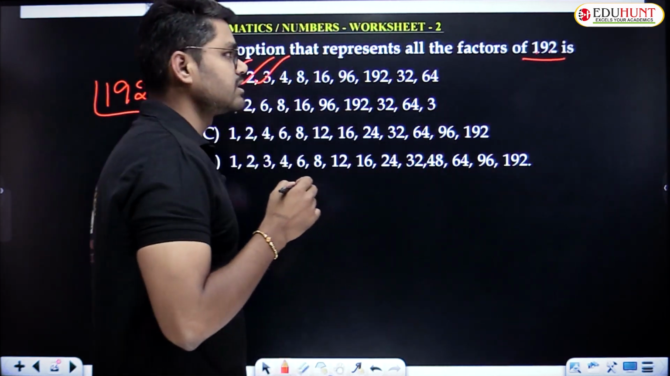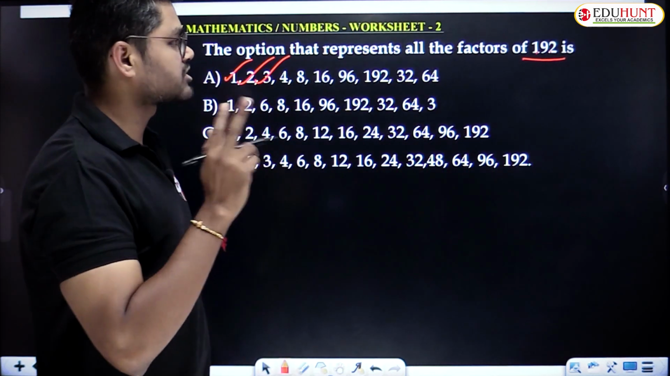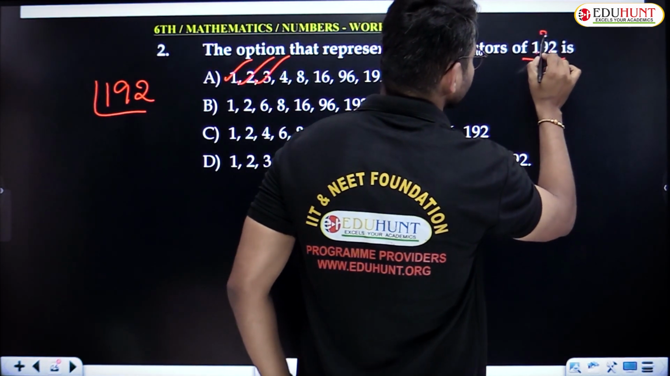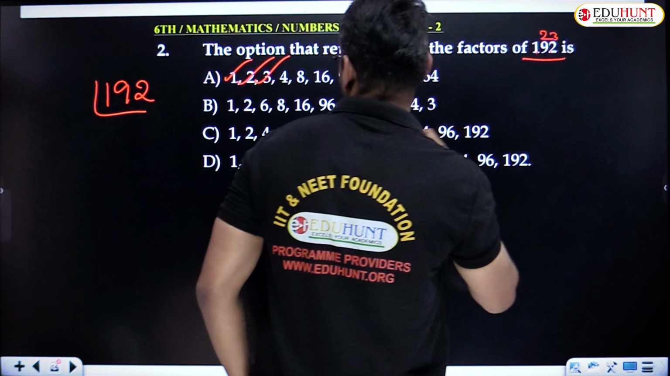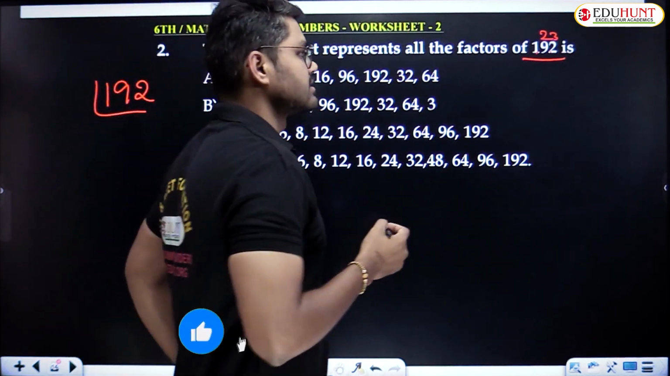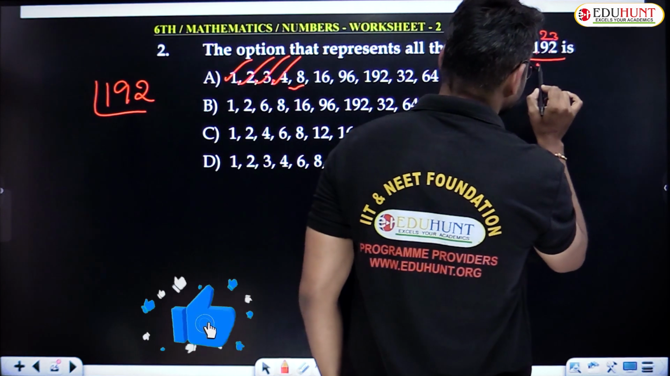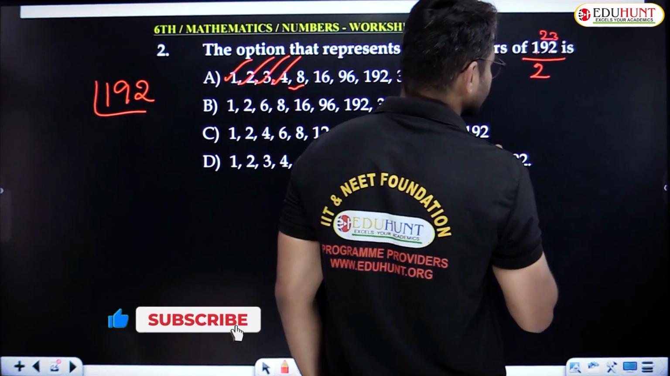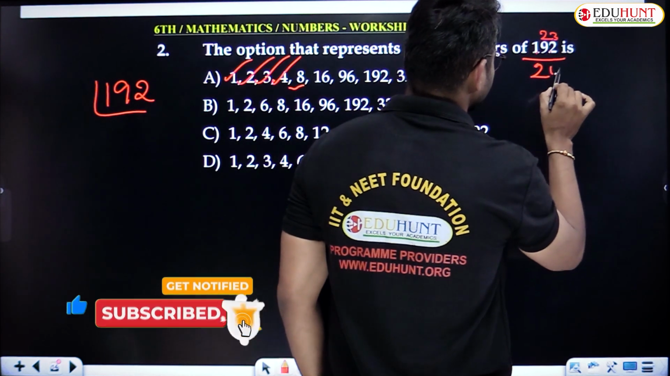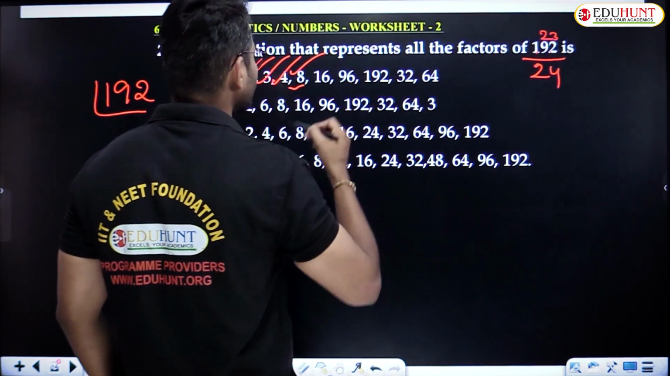4 table. What is the divisibility rule of 4? Last 2 digits should be divisible by 4. That means 4 2s are 8, 4 3s are 12. Therefore, it is divisible by 4. 8. 8 means 4 4s are 8, 8 2s are 16, 32. 4s are 32. Okay, 8 is also fine.